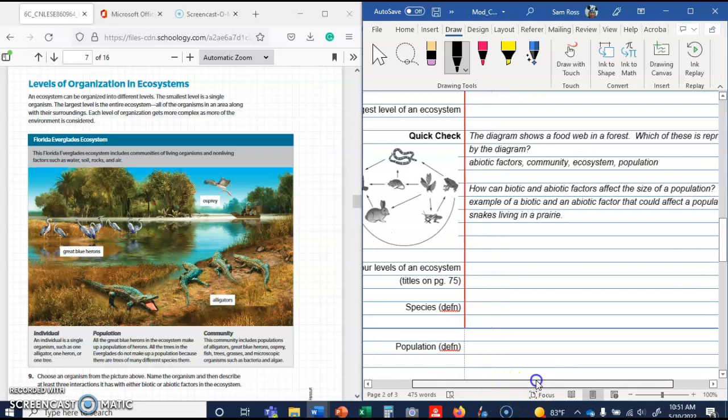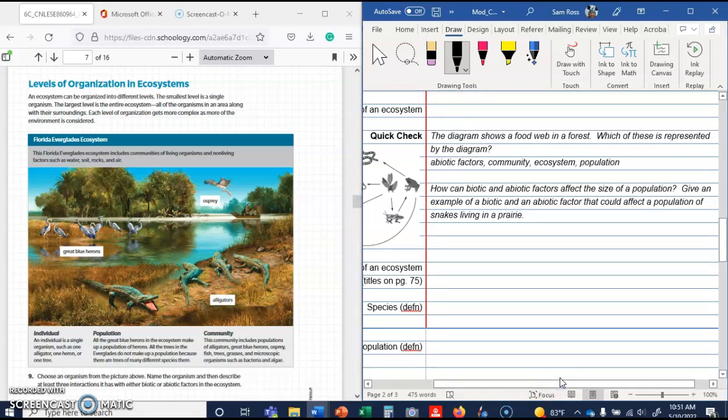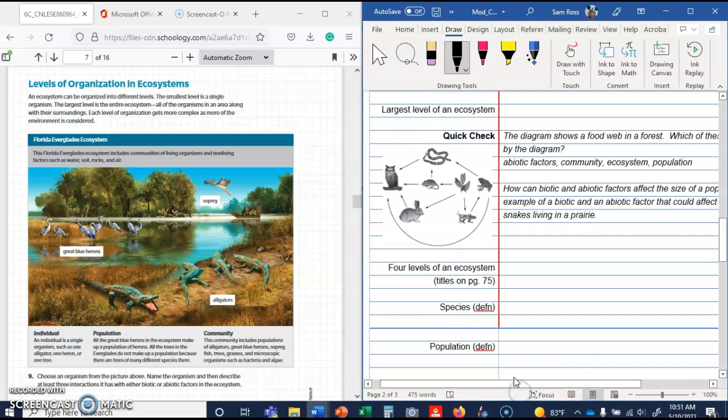And then we have our next quick check. It says a diagram shows a food web in a forest. Which of these is represented by the diagram? The diagram is over here, all of these items. Is it abiotic factors, community, ecosystem, or population? And the answer is B, community.